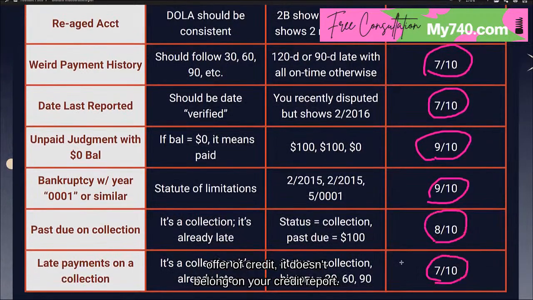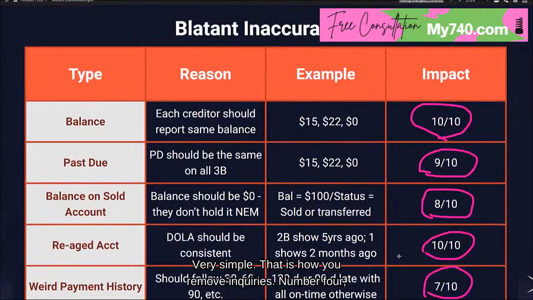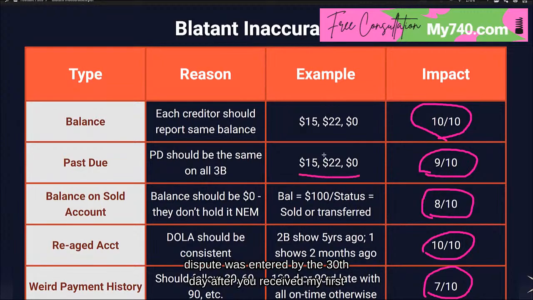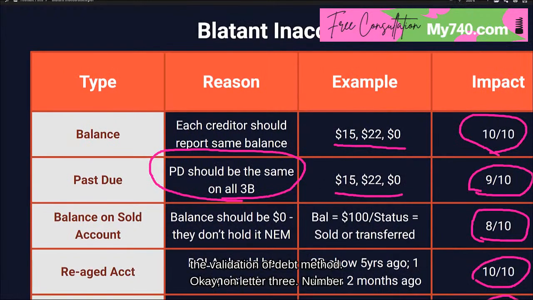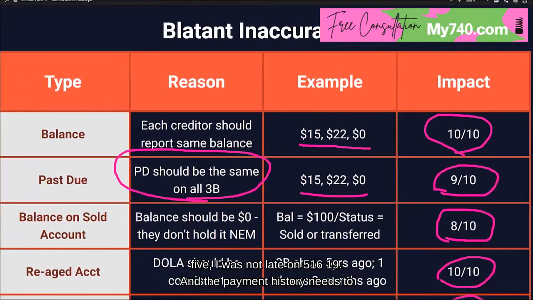Now, past due is kind of the same, right? It's a 9 out of 10 on the impact, and it follows the same structure that you want to have 15, 15, 15, 22, 20, 22, or 0, 0, 0. So if it's paid, obviously there should be a 0. If it was sold or transferred to another company, like a collector, then it should say 0. And you can use that same structure where, hey, if this says 0, even if it's unpaid, that obviously means that it's paid. So delete that account for inaccuracy, right?